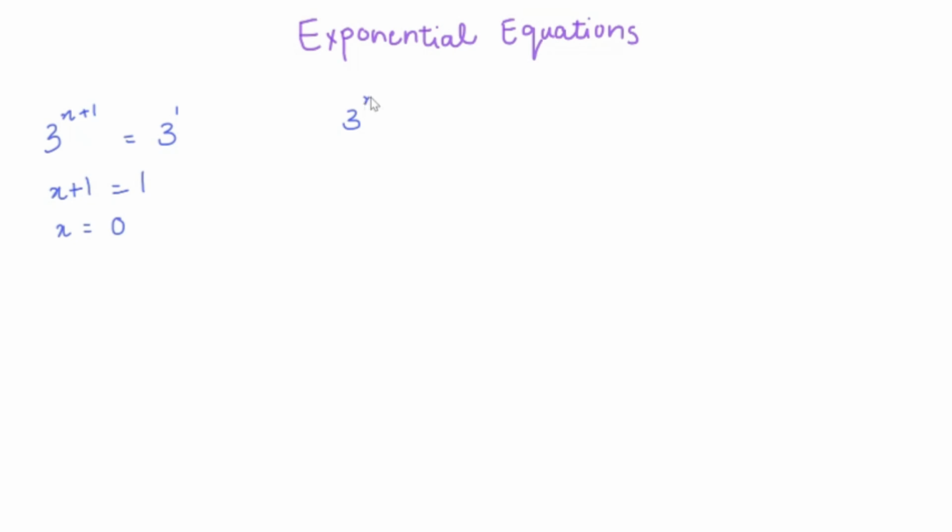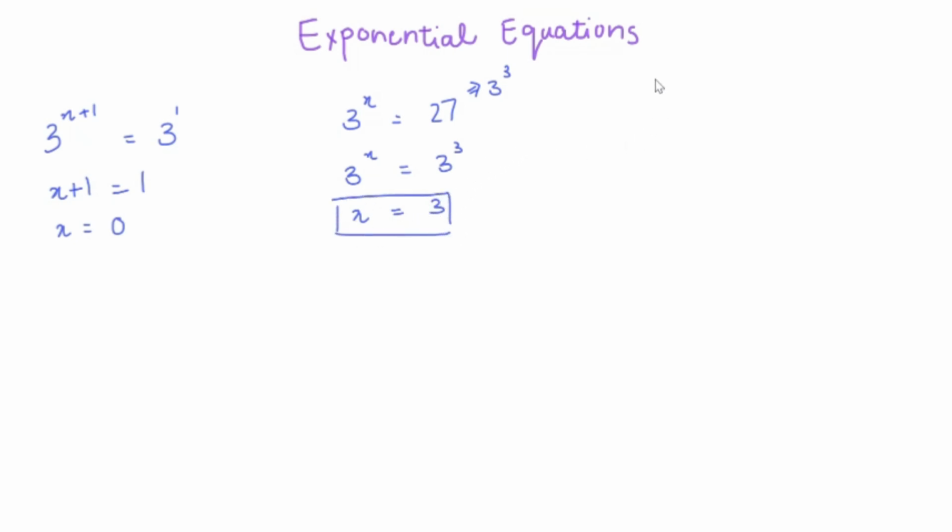Now let's take another example. If we have 3 power x is equal to 27. Now seemingly the bases are not the same, but if you look, you would notice that 27 is actually 3 cube. So if we write 3 cube in place of 27, then our bases would become the same again, and we can easily solve this equation. Now we can simply write the powers. x is equal to 3, and here our x would be equal to 3.